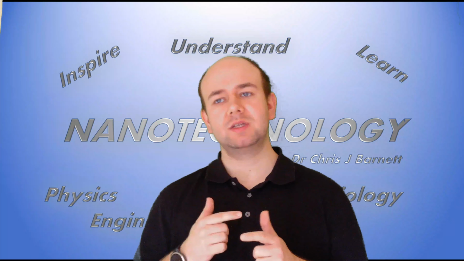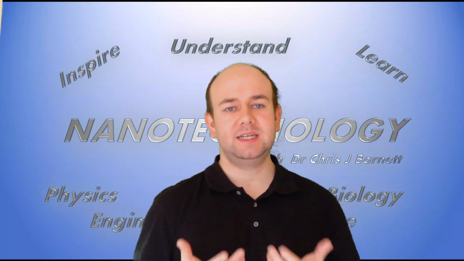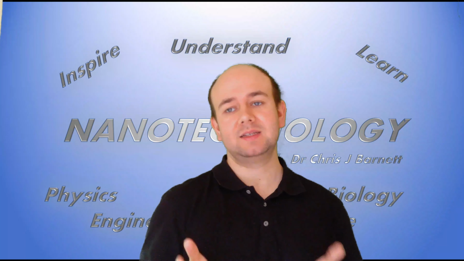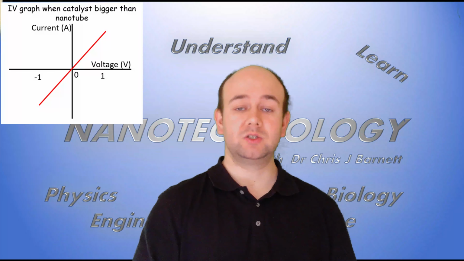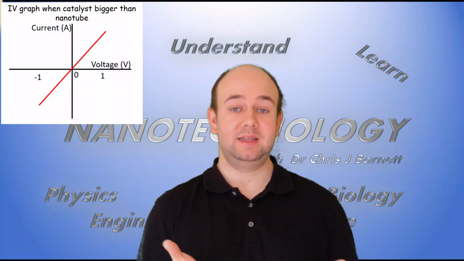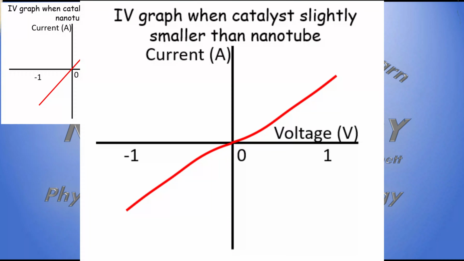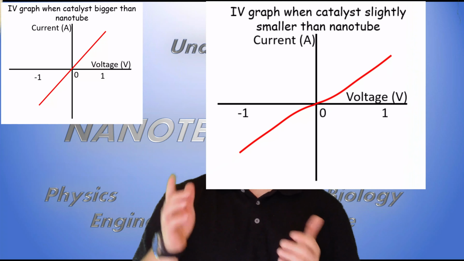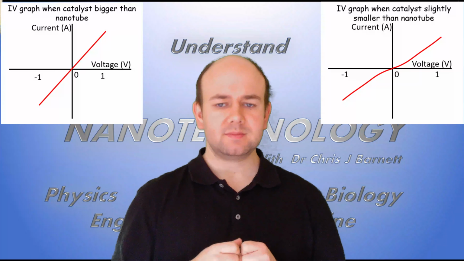So we looked at the shape of this IV curve. Normally in a material you expect the IV curve to be what's known as linear, or a straight line. As the voltage increases, the current also increases in a linear fashion, so it's proportional, i.e. a straight line. However, when that catalyst was smaller than the nanotube, our IV curve turned into an S-shaped curve, and this is what's known as a rectifying curve.